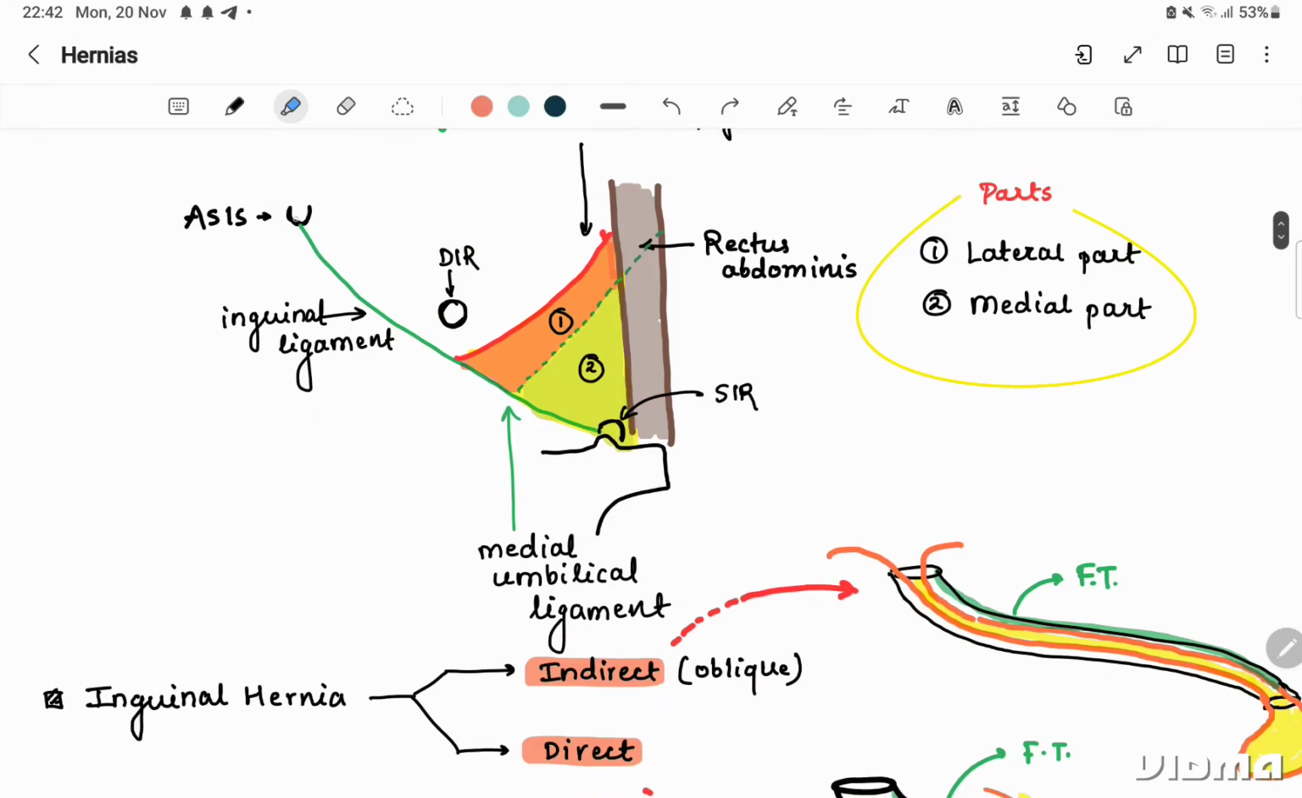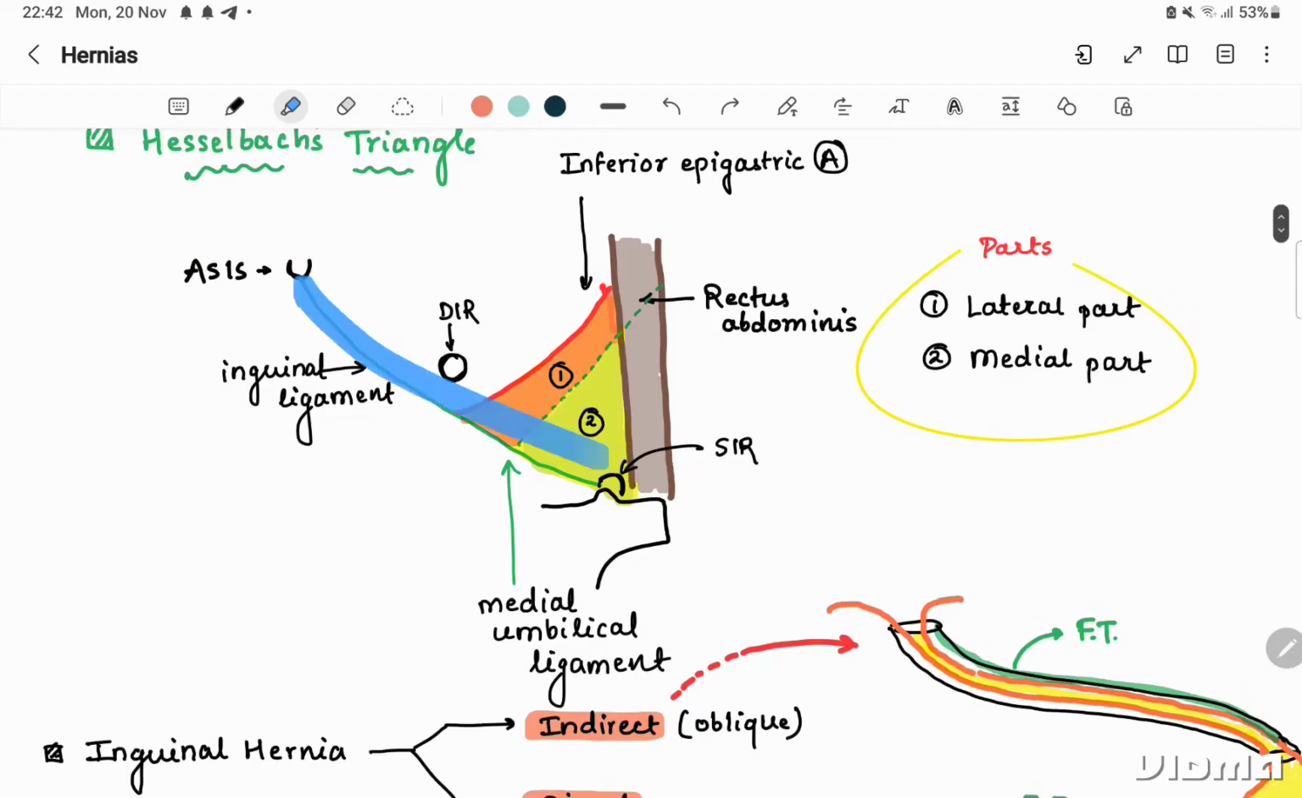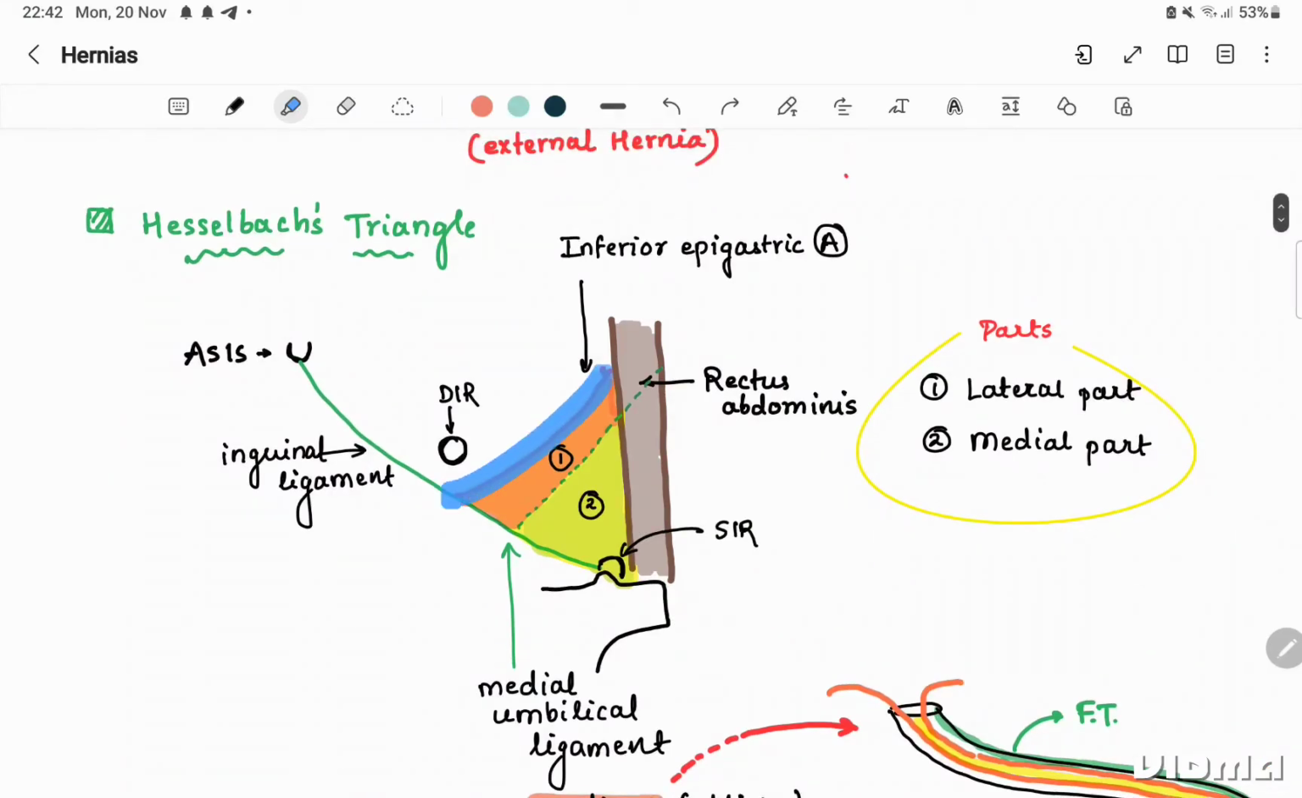Okay, and this ligament, this is your inguinal ligament, and the superficial inguinal ring is present over here. Your inferior epigastric artery is present here, and here you have the rectus abdominis muscle.